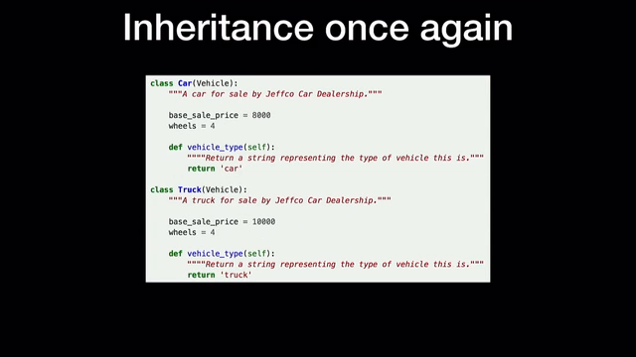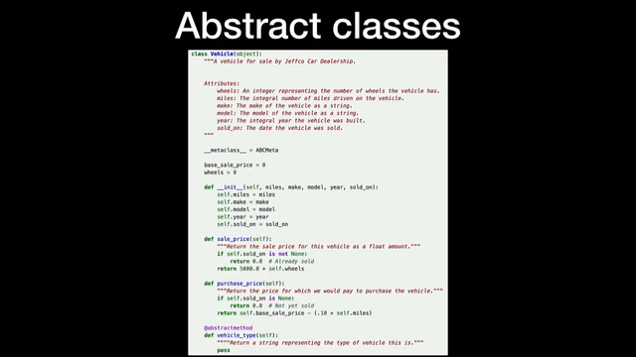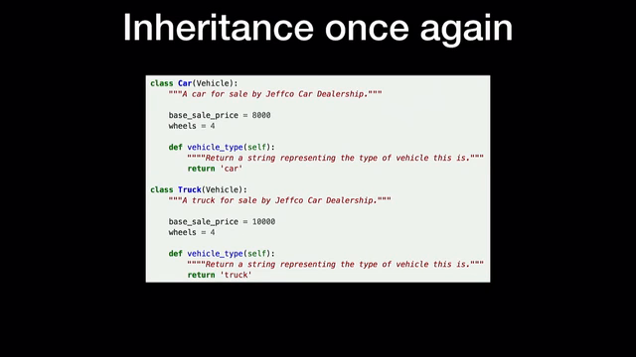What we can do is inherit from the vehicle class. See how these classes are taking in an argument called vehicle? So this argument is the vehicle class. What this is saying is the car and truck classes are inheriting from the vehicle class. Okay? So in order to actually instantiate these classes, we need a vehicle class to be present as well.